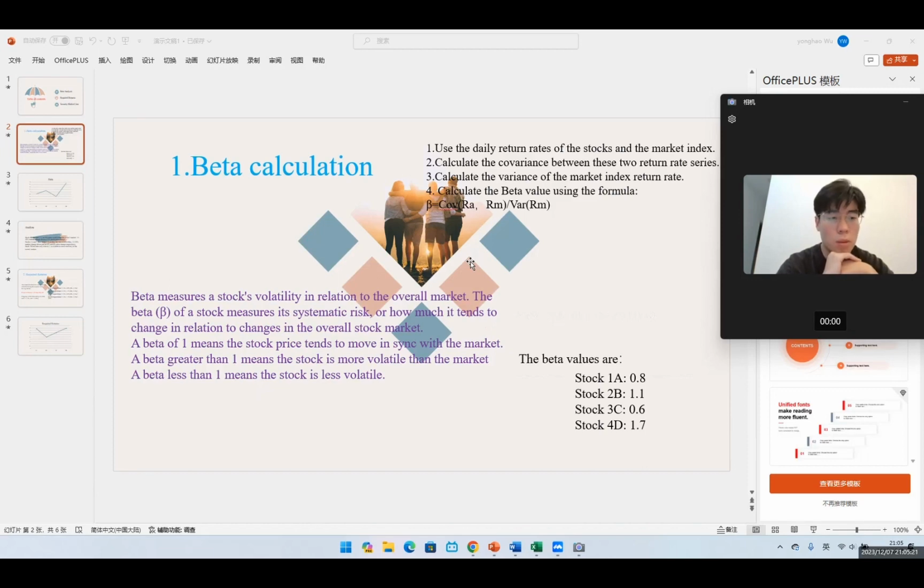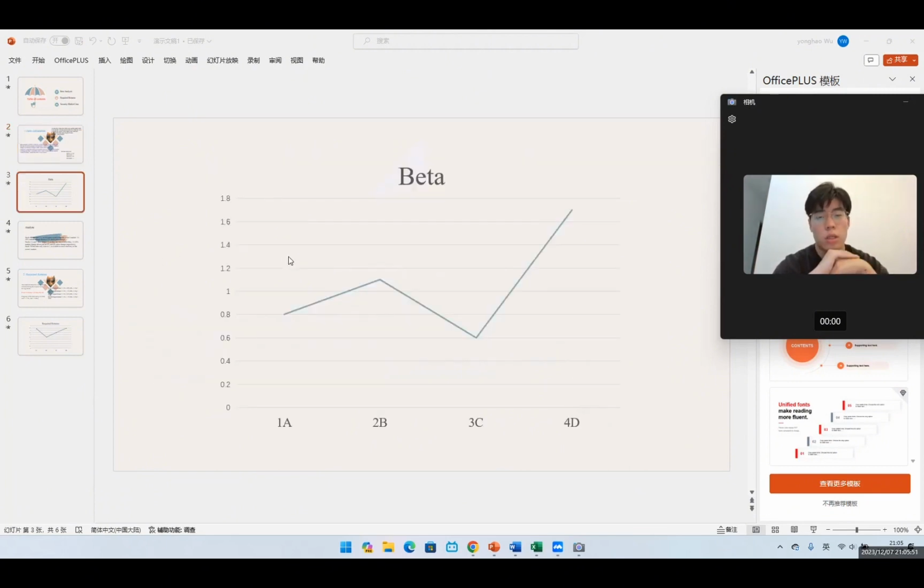So this is the step to calculate beta based on Excel. This one is the beta formula for my calculation. The result of my calculation is that the beta values are: stock 1A is 0.8, 2B is 1.1, 3C is 0.6, and 4D is 1.7. This is a line chart of beta for each stock. So stock 4D has the highest beta and is the most volatile relative to the market. Stock 3C has the lowest beta and moves the least with the overall market.